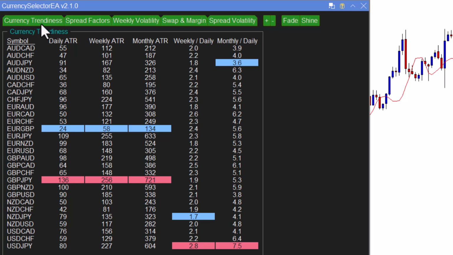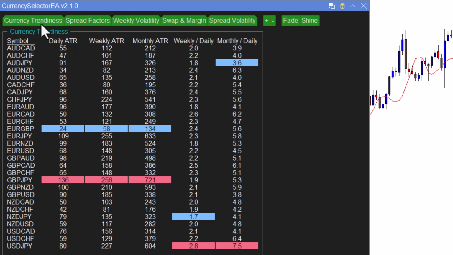Then one of the things that we look at is the currency trendiness. Now, trendiness is one of the things that traders really don't know much about. So trendiness means that you can have a sideways currency trading at a certain volatility, and you can have another currency trading at exactly the same volatility, but it can be very trendy. It can be trending a lot.